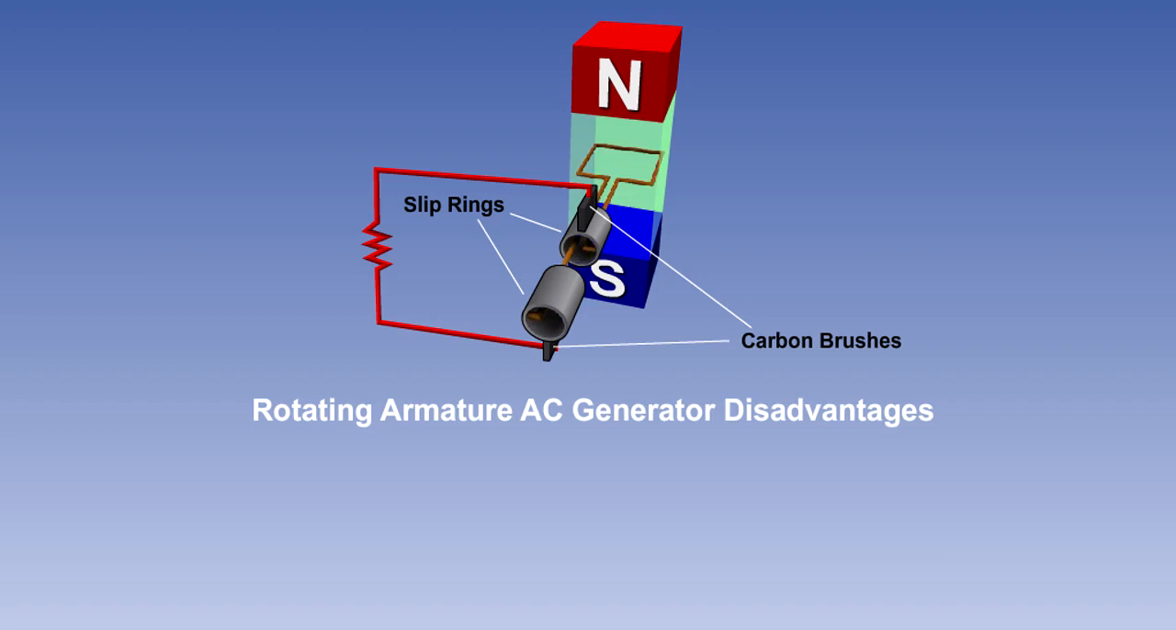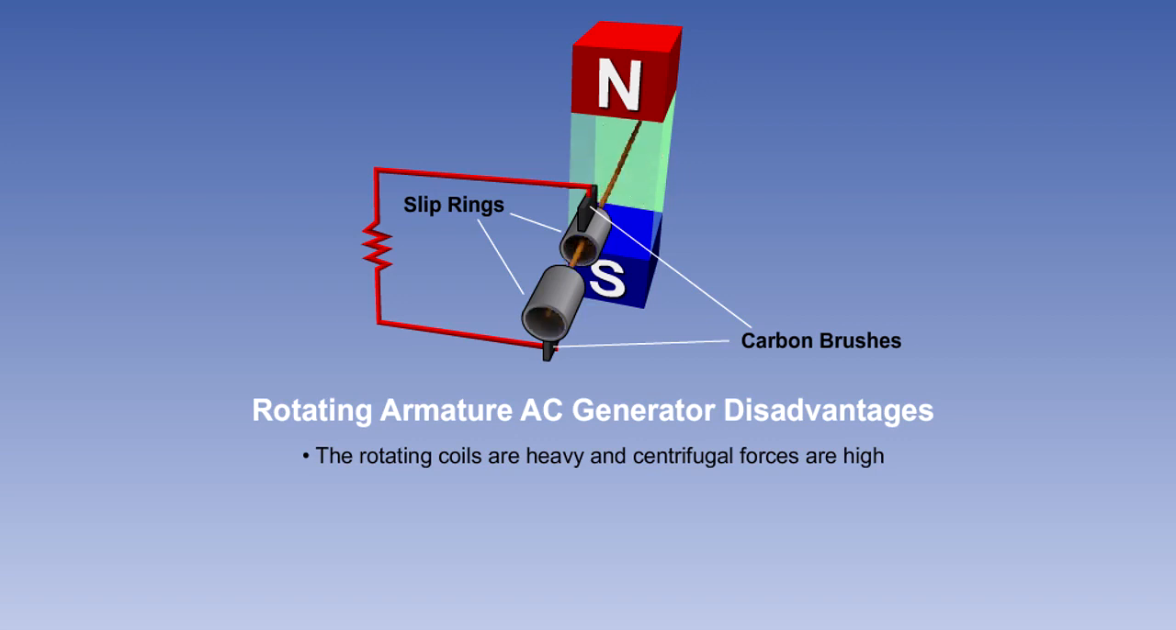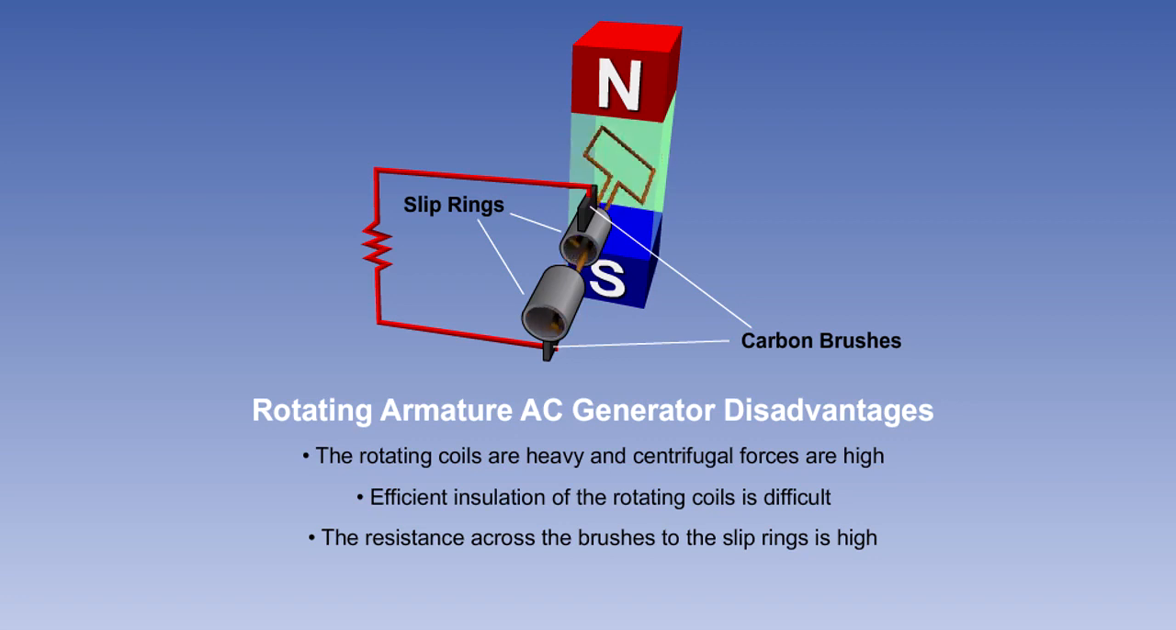Rotating armature AC generators suffer from a number of disadvantages. The rotating coils are heavy and centrifugal forces are high. Efficient insulation of the rotating coils is difficult. The resistance across the brushes to the slip rings is high, and the rotating armature coils are difficult to cool. For these reasons, the rotating armature is only used in very small output AC generators and is not generally used for supplying aircraft AC systems.